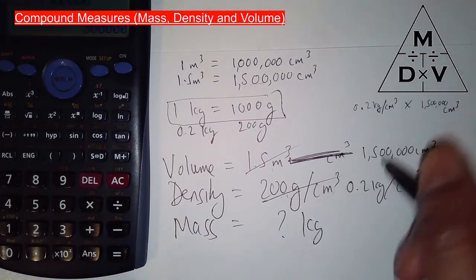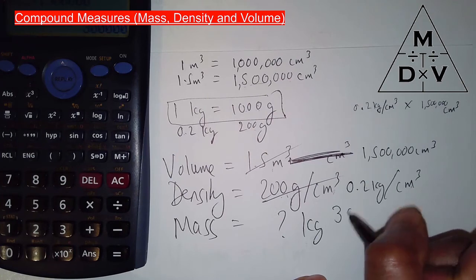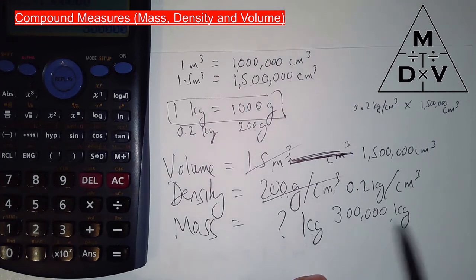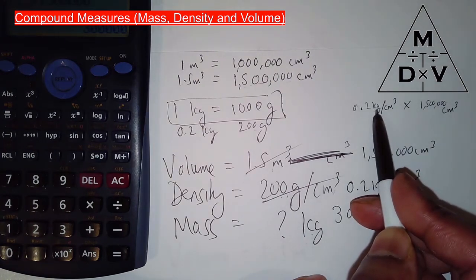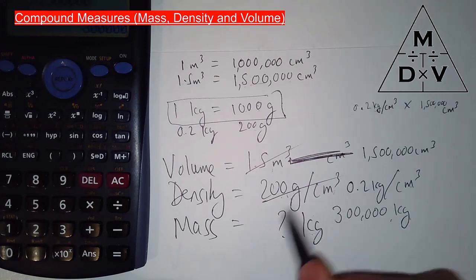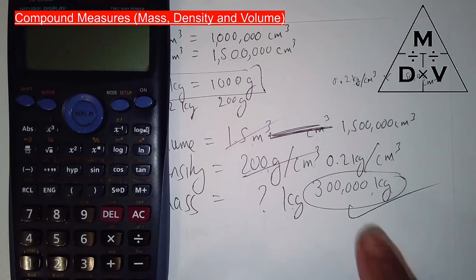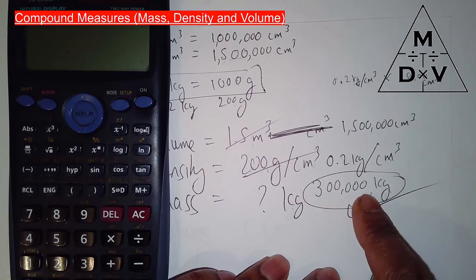We get a mass of 300,000 kilograms. Why is it in kilograms? Because we got kilograms there. Look, that's kilograms. That has to be kilograms. It's what was required. Right, that does look very heavy. 300,000 kilograms. Right, that's 300 tons.